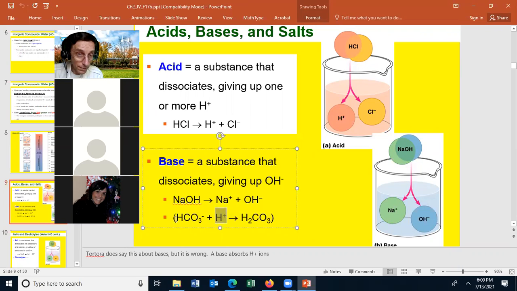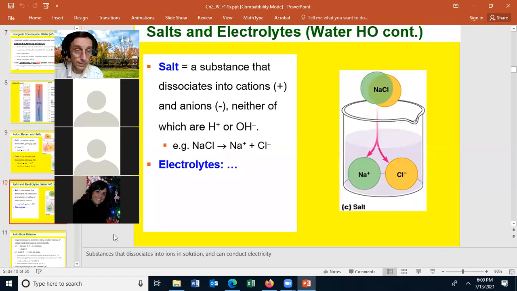And by the way, this is the major buffer in your blood: carbonic acid and bicarbonate. You can lose the hydrogen and get carbonate, but that's not very likely to happen in your blood. All right, any question about an acid and a base? If not, let's go on to slide 10 and talk about what a salt is.